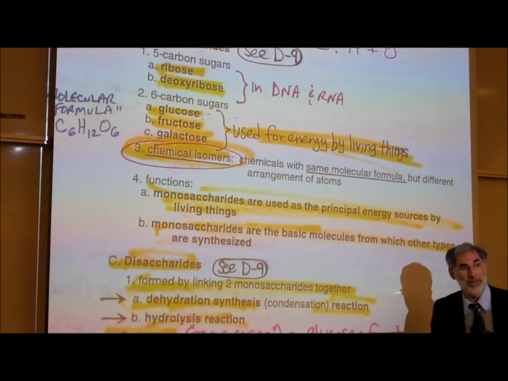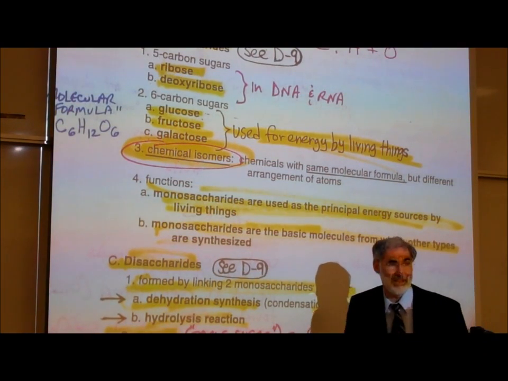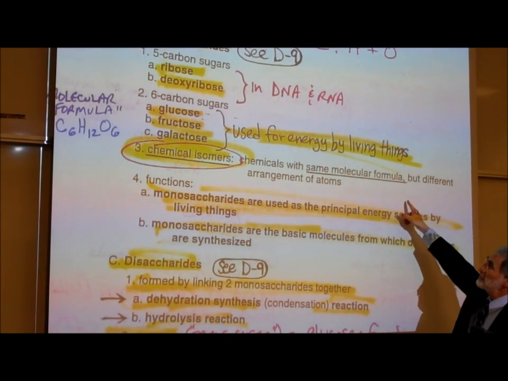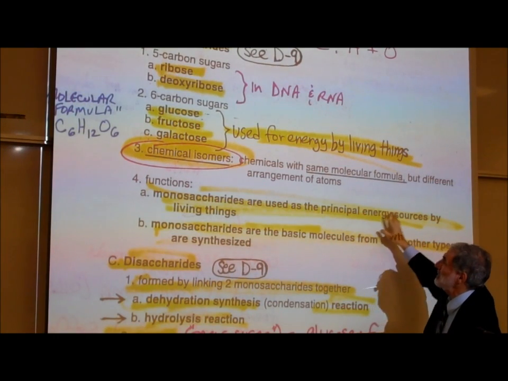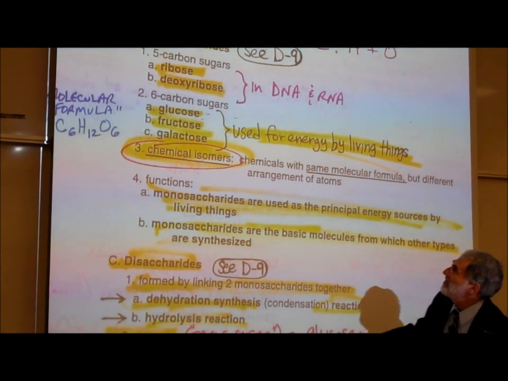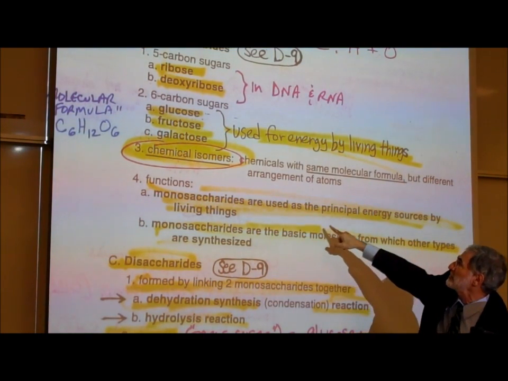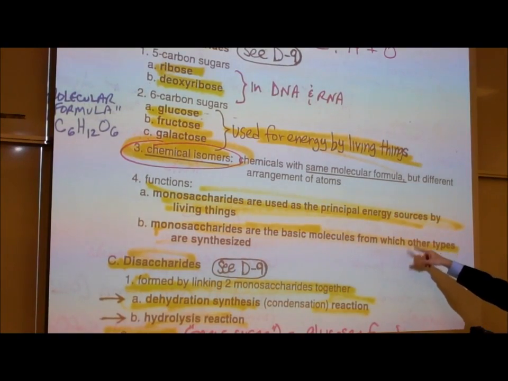So they were all carbon. Carbon 12 and carbon 14 are both carbon atoms, but they're not the same. They vary in the number of neutrons. So these are chemicals with the same molecular formula, but a different arrangement of atoms. They're called chemical isomers.